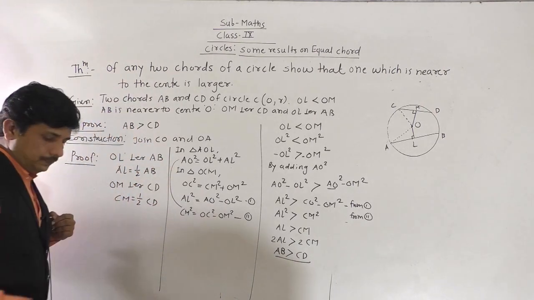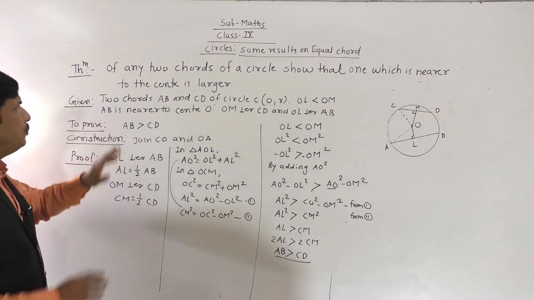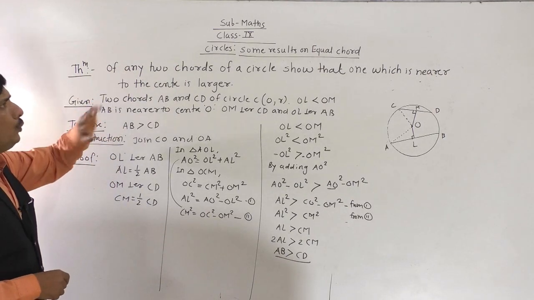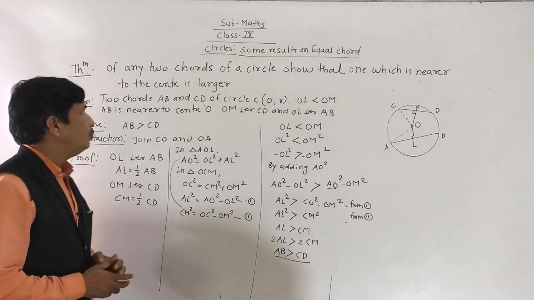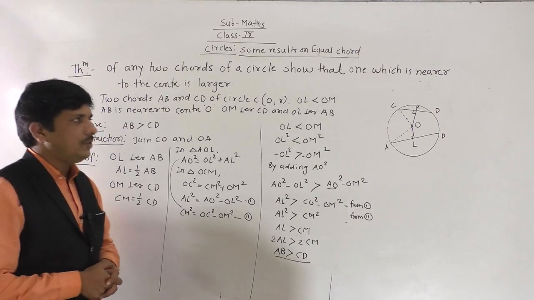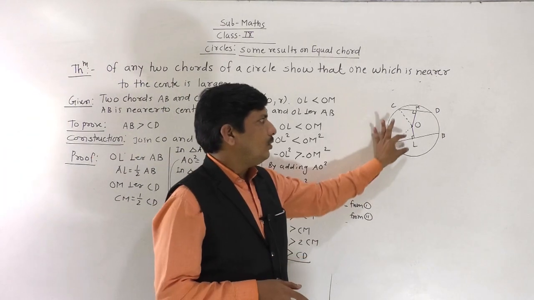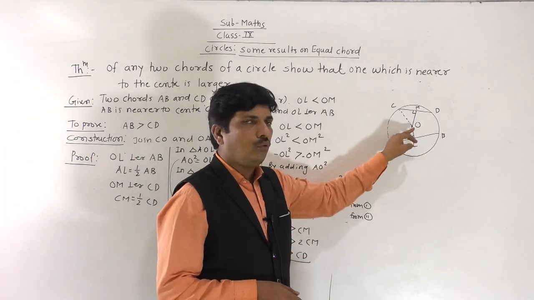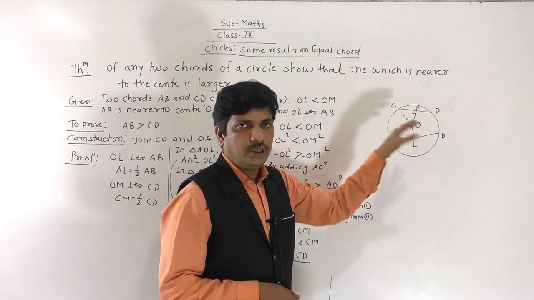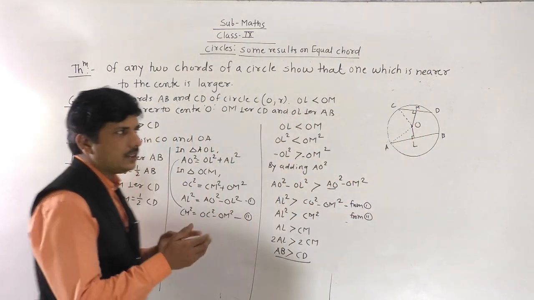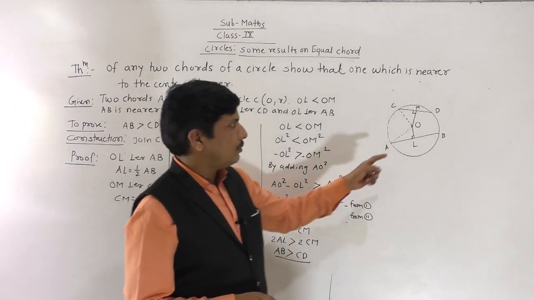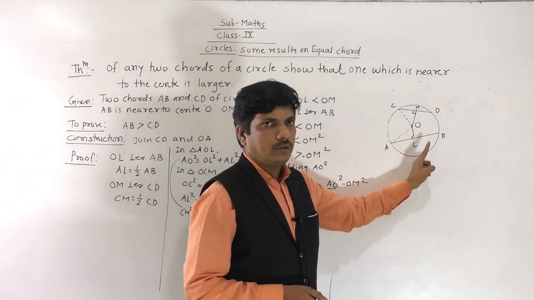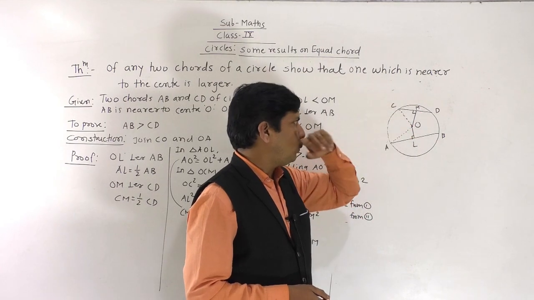So see carefully. Once again, I am explaining the theorem: of any two chords of a circle, show that the one which is nearer to the center is larger. AB is nearer to O than CD. So AB is larger, that we need to show. AB is greater than CD, that is our target. Here, the perpendicular from the center to a chord bisects the chord. Okay, so the same result we are going to use here.